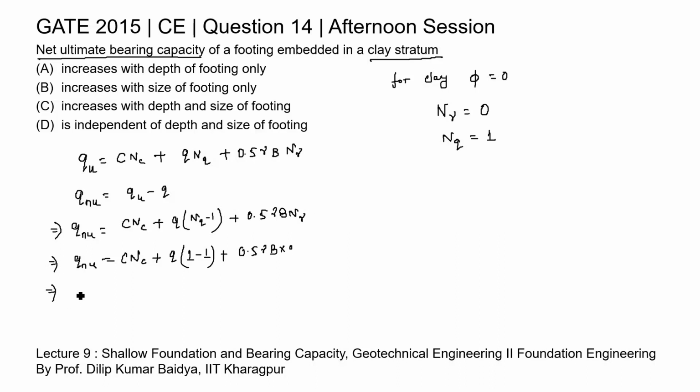So, we can write this equation as qnu = cNc. This term will be 0 and this term will also be 0. So, qnu is equal to cNc only. From this equation we can observe that the net ultimate bearing capacity is dependent on c, that is the cohesion of the soil, and the Nc value. It is independent of the width or depth and the size of the footing. So, we can say the net ultimate bearing capacity is independent of depth and size of the footing.